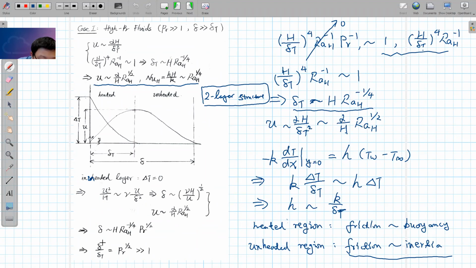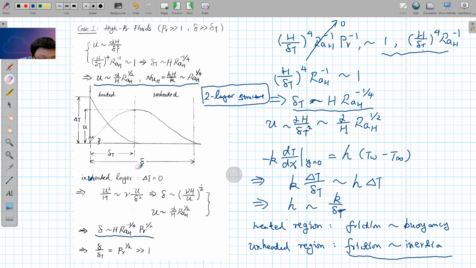You can basically also derive that the magnitude of the velocity boundary layer will be h times Rayleigh number to the power of minus 0.25, times the Prandtl number to the power of 0.5.